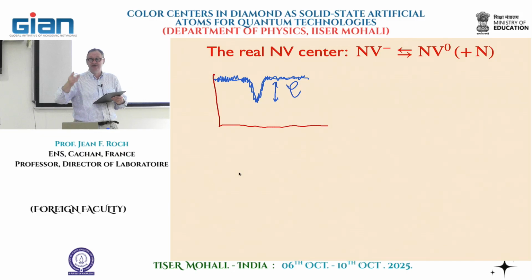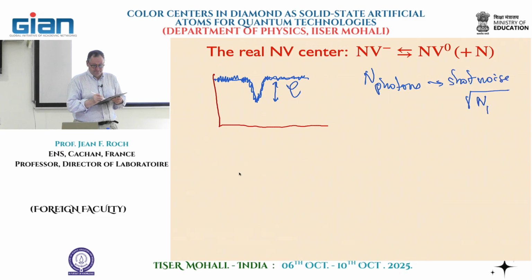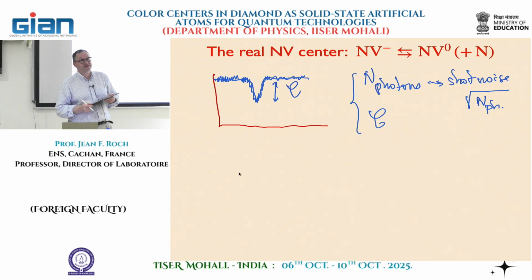You register a given number of photons, n photons, during your measurements. So you have the shot noise associated, which is square root of n photons, okay? And then the other important parameter is the contrast. So that's somehow the main parameter for the two things.